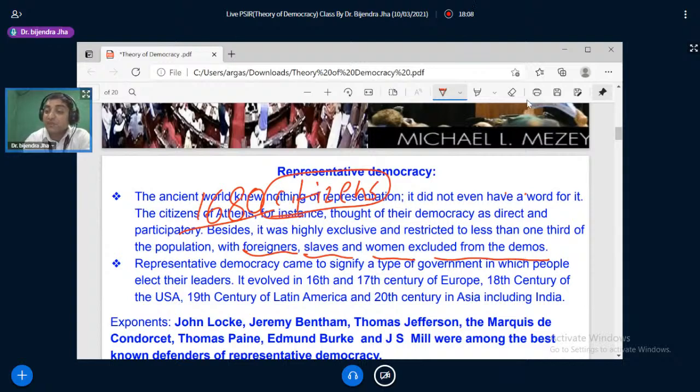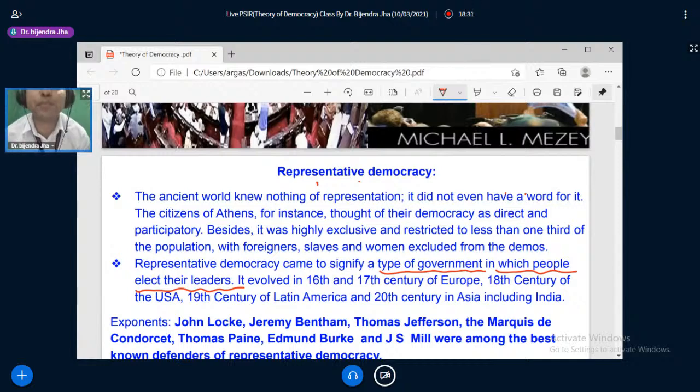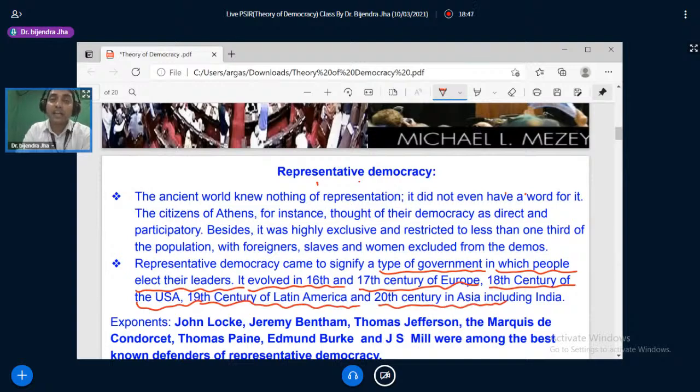Representative democracy is very significant in modern times, especially since it emerged in the 16th century. I told you, 17th century and 18th century, right? So representative democracy signifies a type of government in which people elect their leaders. Representative democracy में क्या होता है? People elect करता है अपने leaders को. Okay, so it evolved in the 16th century in Britain, in the 17th century in Europe, in the 18th century in the USA, in the 19th century in Latin America, and in the 20th century in Asia, including India. So you can see we still have representative democracy.